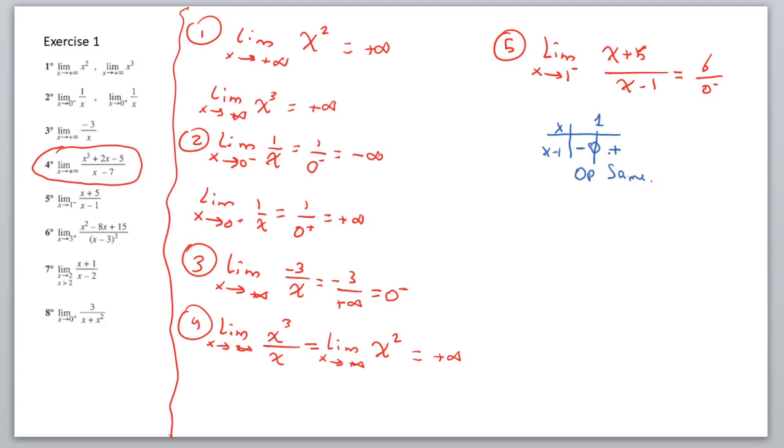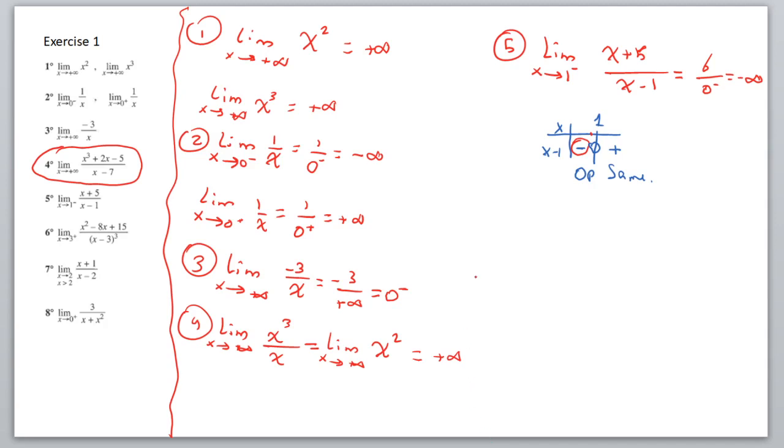So it's 0 minus. Why? Because it is 1 minus. Where does 1 minus fall? Somewhere here. So 0 minus is equal to 6 over 0 minus. A number over 0 is infinity, and here it's minus infinity.